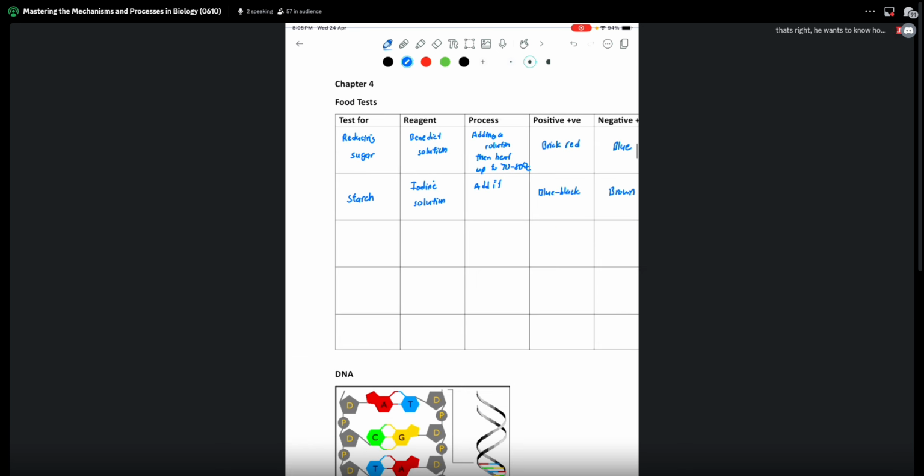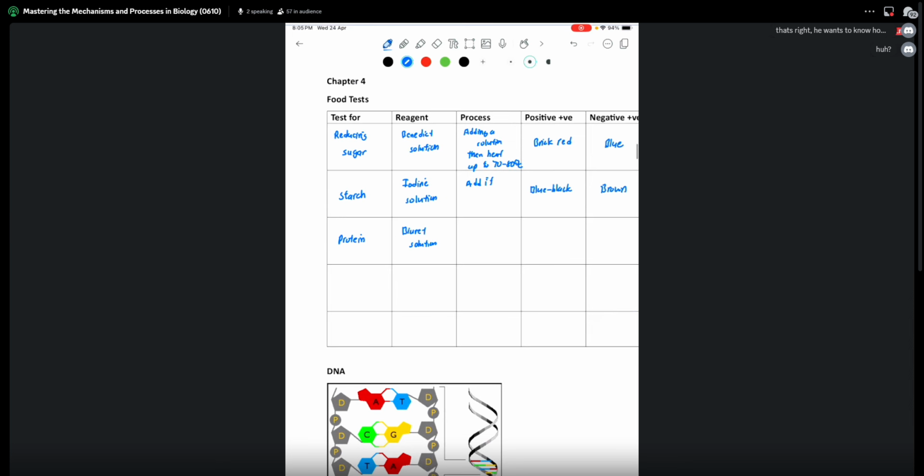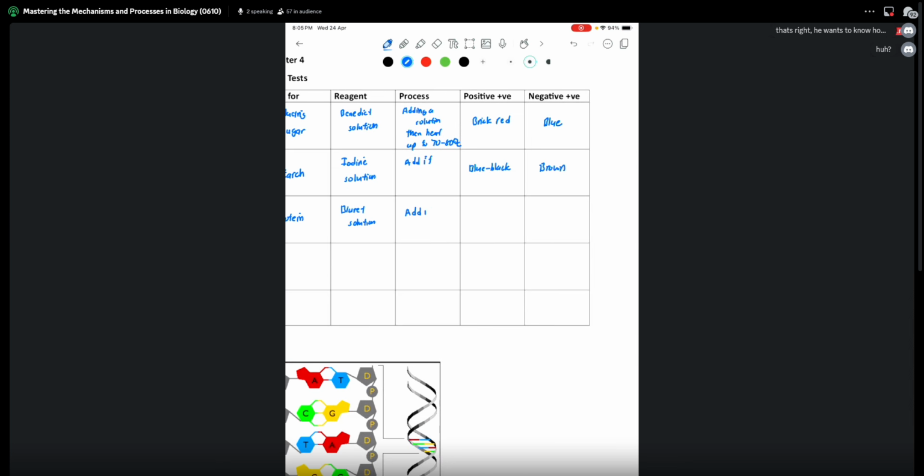All right, the next one is to test for protein. For protein, we will use Biuret solution. For Biuret solution, we also just add it. There's no specific condition we need to use. And of course, the positive test will turn purple or maybe violet. Okay. And for the negative test, it's still going to remain blue.